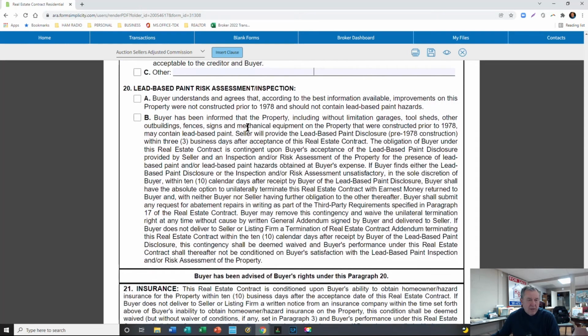Number 20, lead-based paint risk assessment for inspection. A is properties that were not constructed prior to 1978. A lot of homes we get into were built in 1978, 79, 80, or later, and that doesn't fall under the federal lead-based paint requirements. However, if it's 1977 or earlier, then we will have to have it. This is a federal requirement, federal law.